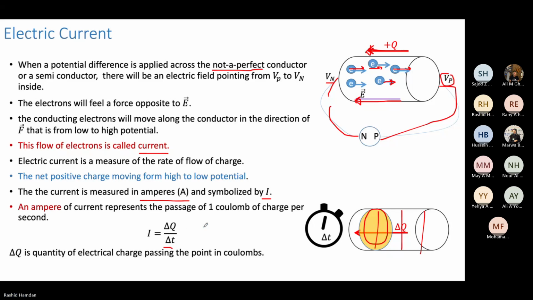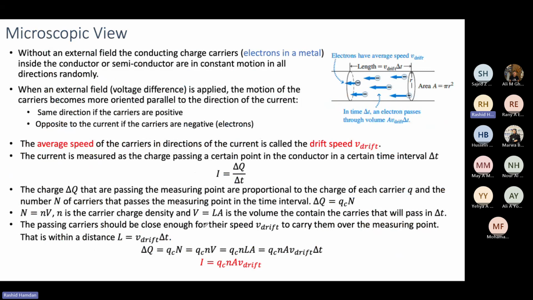If we look at the microscopic view of what's happening inside the conductor, these electrons are going to feel a force and start moving. Even if we don't have an electric field applied, electrons are always moving in random directions, one going up, one to the right, one forward. Then they collide with the atoms or get close to the atoms, and they turn around and move back and forth.